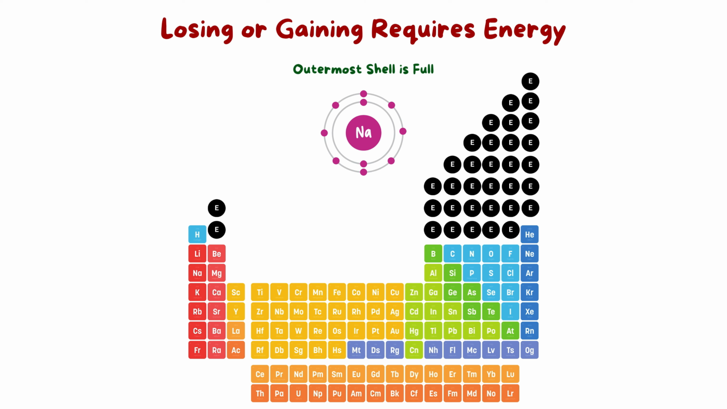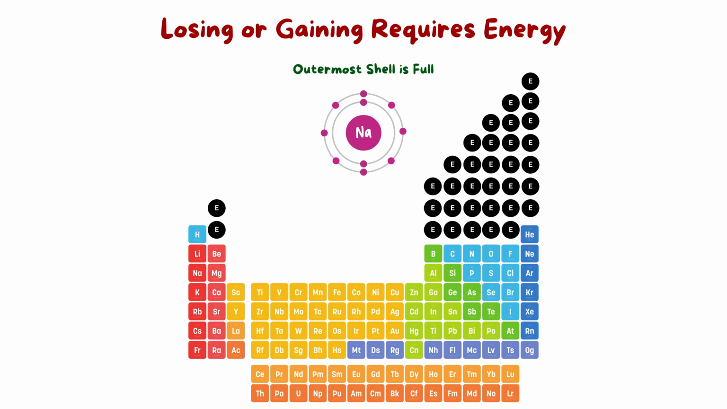For example, elements in group 1 have 1 electron in their outer shell, those in group 2 have 2, and so on. Now, for an atom to become stable, it must either lose or gain enough electrons to achieve a full outer shell. This process, however, requires energy. Atoms that only need to lose or gain 1 or 2 electrons require much less energy to do so and are therefore far more likely to form ions.